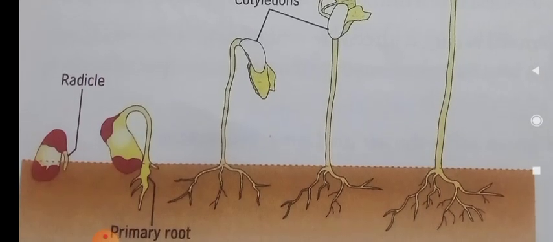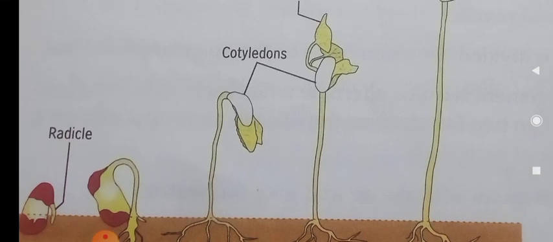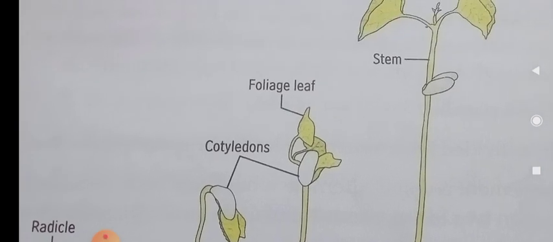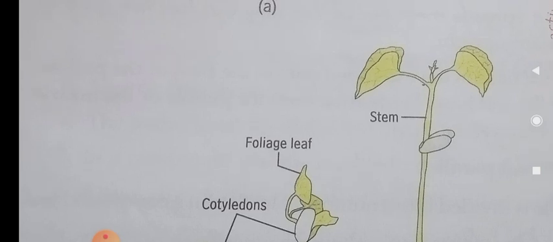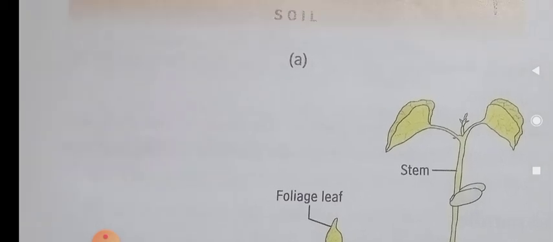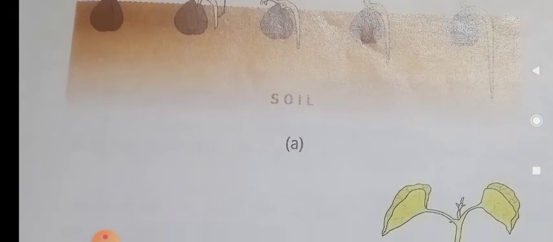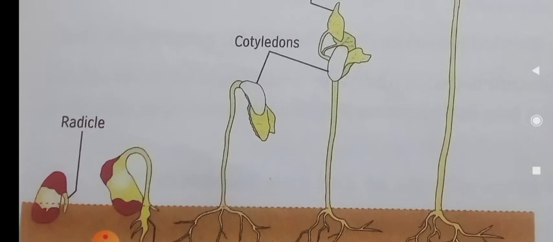Look at this picture. The radicle and the plumule are there. Slowly the primary root arises. From the primary root, the cotyledons will expose the fresh new leaves, which are called foliage leaves, and then stems are developed. After the development of stem, branches and leaves, the cotyledons slowly shrink and dry off. Okay, children, this is how the seed germinates.